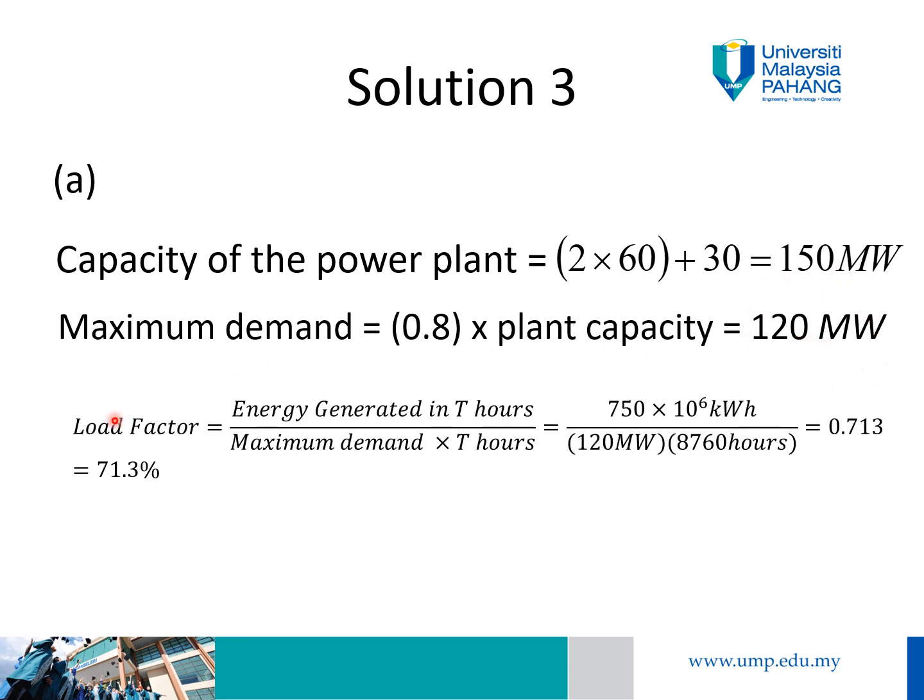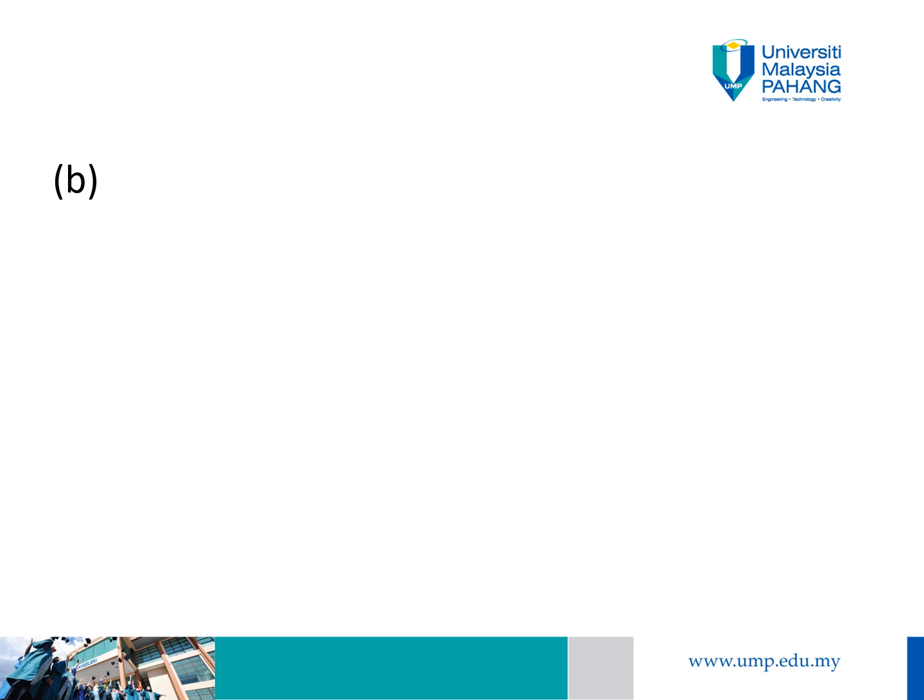So to calculate the load factor, we know that the load factor is equal to the energy generated in T hours divided by P max multiplied by T hours. So in this case, this is annual load factor. So T is equal to 8,760 hours. The maximum demand is 120 megawatt, and the energy generated in T hours is given as 750 times 10 to the power of 6 kilowatt hour. So the load factor is equal to 71.3%.